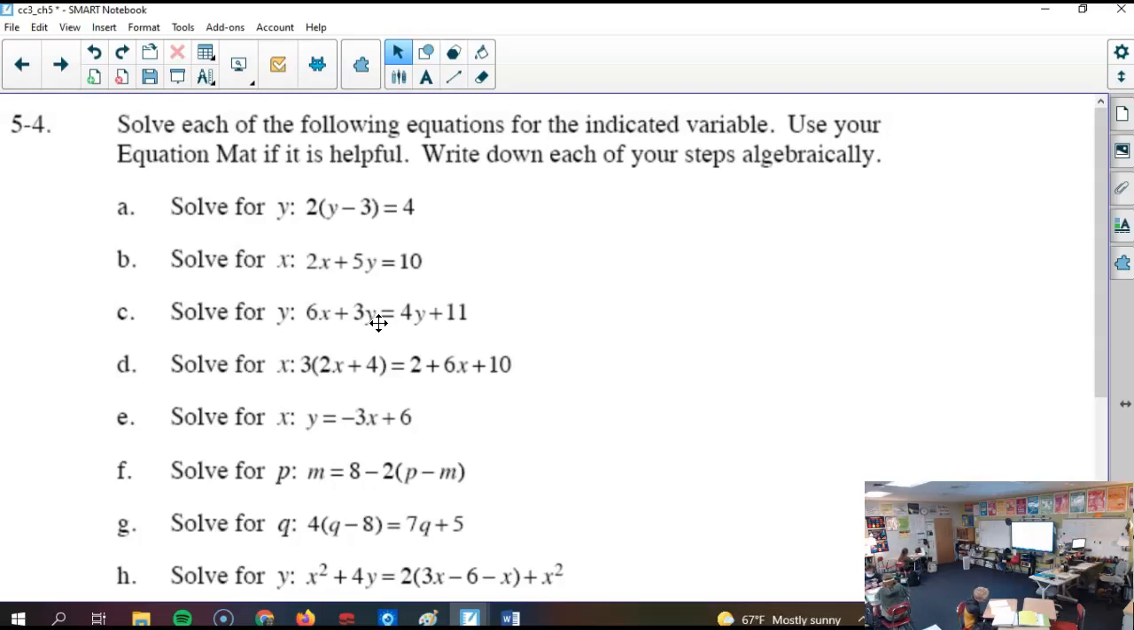Excuse me? Is this on our paper? Yes, 5-4 is on your paper. I put all of these in nice format, so hopefully we have space beneath them.